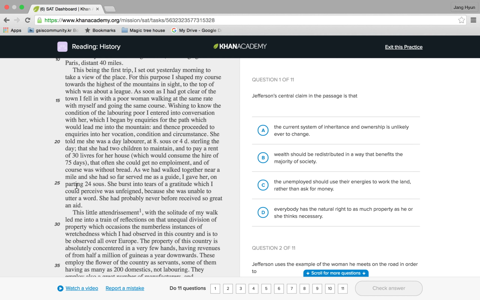her, on parting, 24 sous, probably a currency. Well, she burst into English accent.